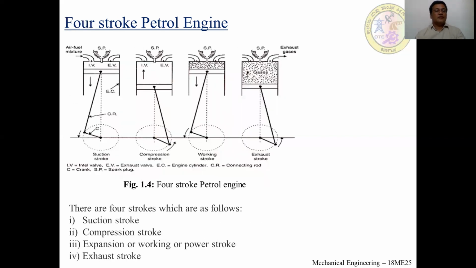Next we will try to understand the four-stroke petrol engine. Figure 1.4 shows the different strokes of a petrol engine. Here we have four strokes. The cycle of operation of a four-stroke petrol engine is completed in four strokes of the piston and two revolutions of the crankshaft. The strokes are the suction stroke, compression stroke, expansion stroke, and exhaust stroke.